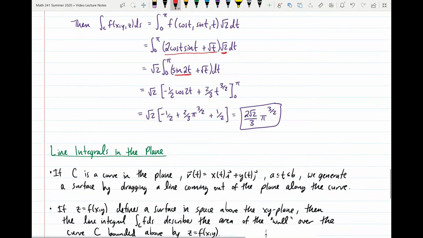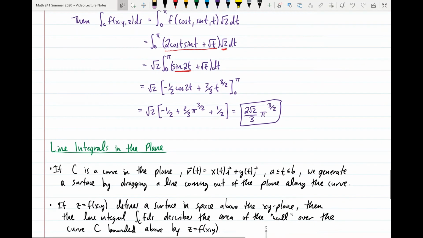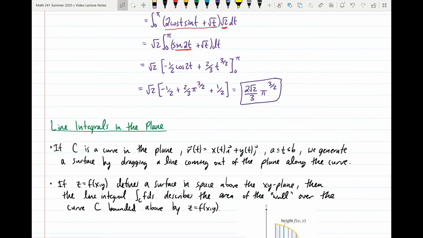So we've reduced it to a problem from Calculus 1 at this point. We end up with the square root of 2 times negative 1/2 cosine 2t plus 2/3 times t to the 3/2, evaluated from 0 to pi. And you can take pi and 0 and plug them in for this expression here. At the end of the day, we end up with this value over here: 2 times the square root of 2 divided by 3 times pi to the 3/2.